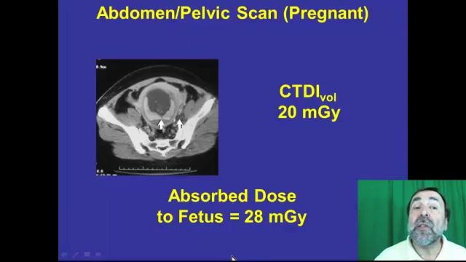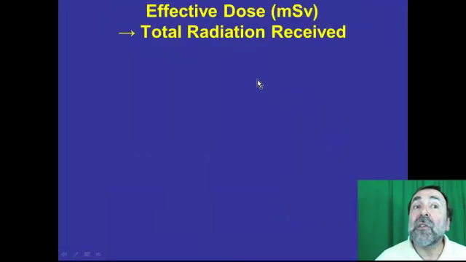Now you notice that here I use CTDI vol, and there is a good reason for this. If you had added a chest scan to this abdomen pelvic scan, that would not change the fetal dose significantly, but it would have increased the DLP. So organ doses are obtained from CTDI vol, whereas the total dose the patient receives, the effective dose, is related to the dose length product.